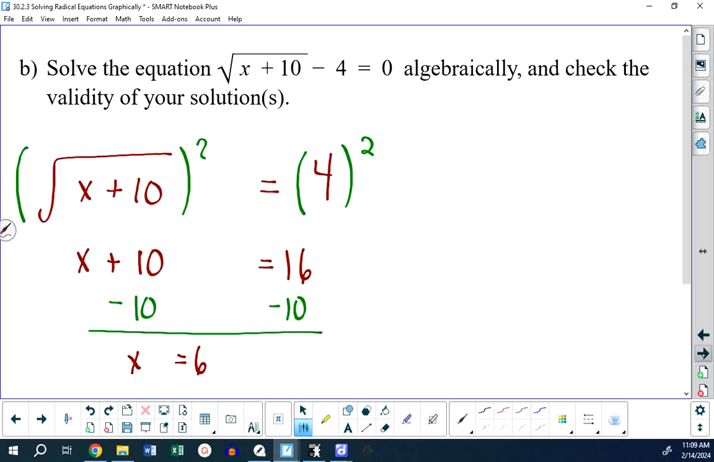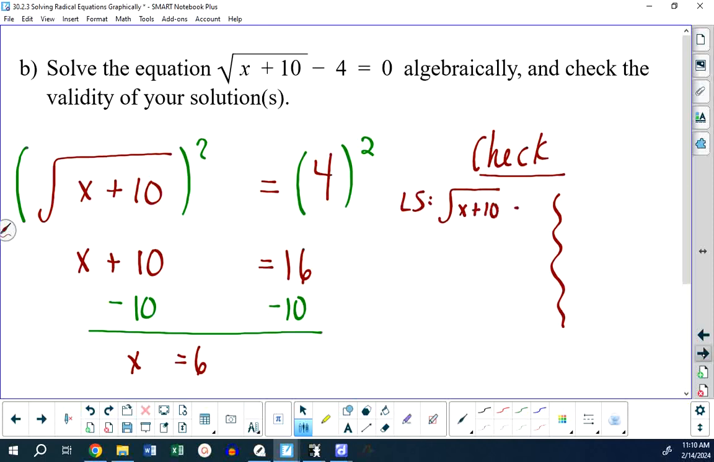What we always want to do for radical equations is check, and the details in how we're checking this are very important. We do not put equals here in our check. We write down what the left side is equal to, which is root x plus 10 minus 4. We write down what the right side is equal to, which is 0. You cannot check to see if something is valid by assuming they're equal to begin with. And that becomes important in trigonometric proofs.